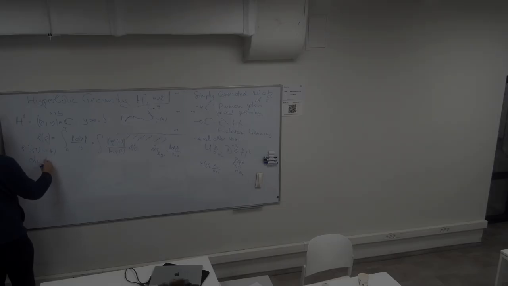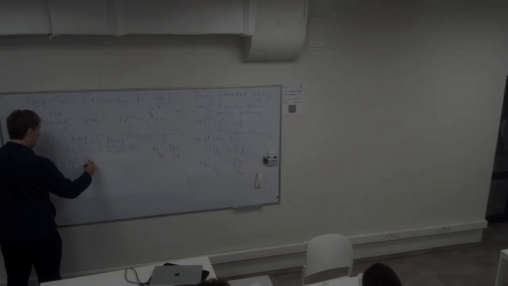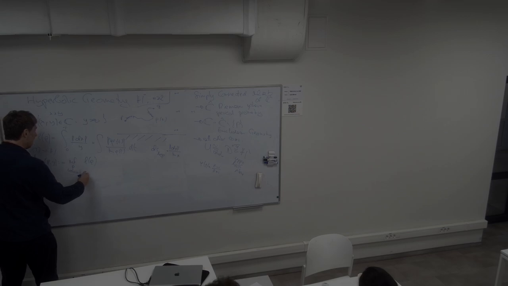So that is the length of a curve. And then the hyperbolic distance between two points is, and that shouldn't be surprising, the infimum of the length of rho over all rho that connect P and Q. The distance is the length of the shortest curve.